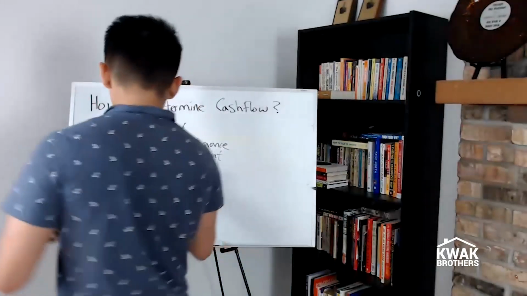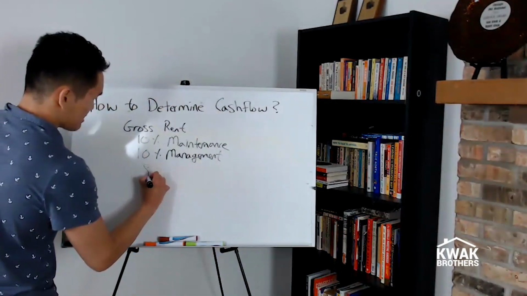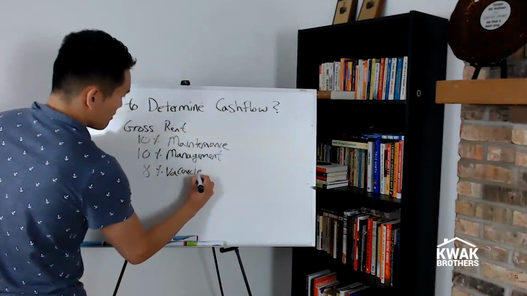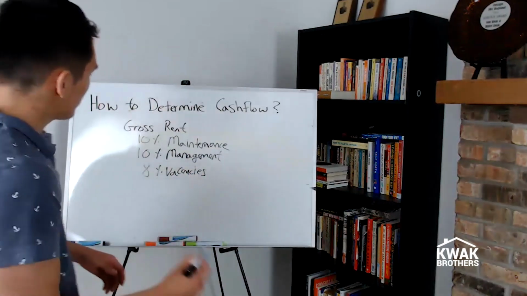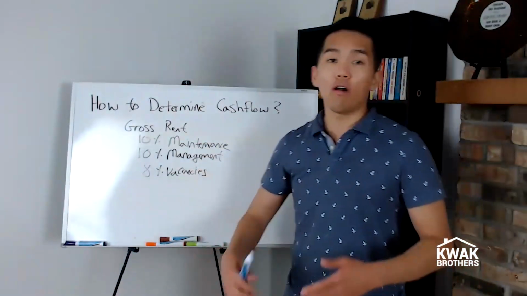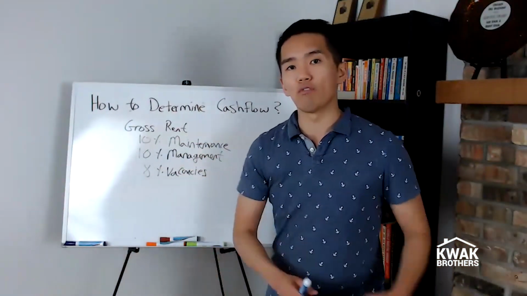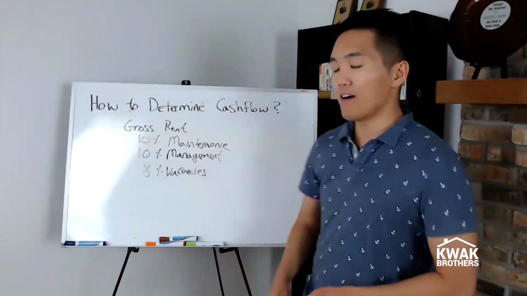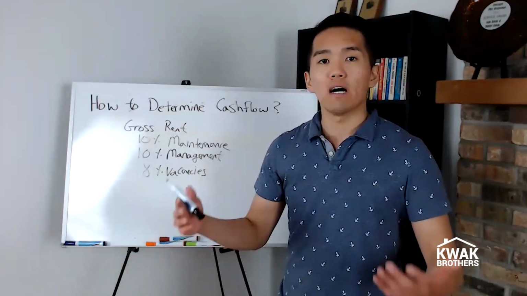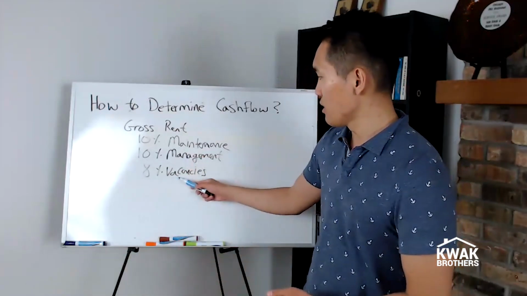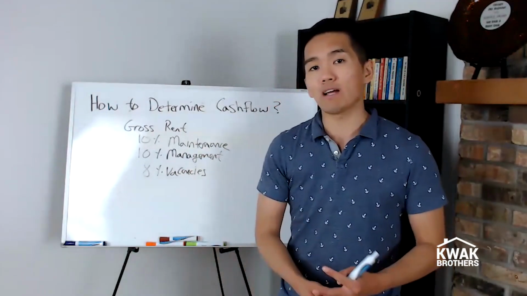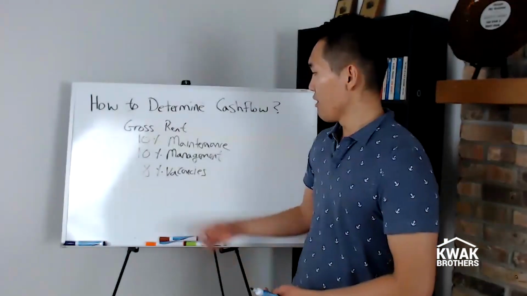The next thing that I like to factor is 8% for vacancies. You're going to run into a situation down the line where your property is going to have a vacancy. Whether you own a multifamily or a single-family residential, you're going to have a typical one-month average of a vacant unit. So you want to make sure that you can cover those expenses in that given month while the property is vacant.